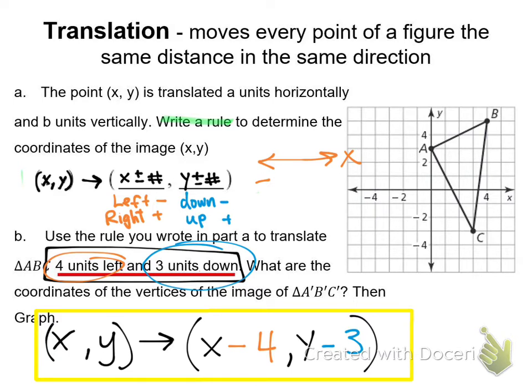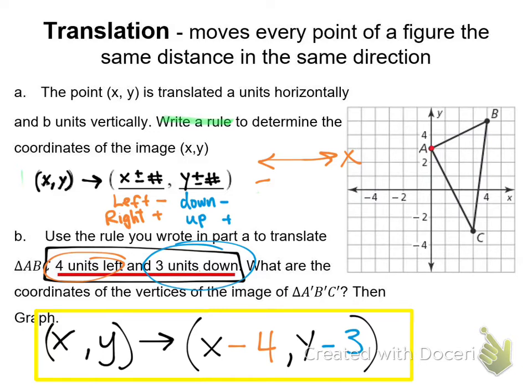All right, we're going to graph the rule. I think it's easier just to reread this. It says 4 units to the left and then 3 units down. So we'll start with A. We want to go from A, 4 units to the left and then 3 units down.